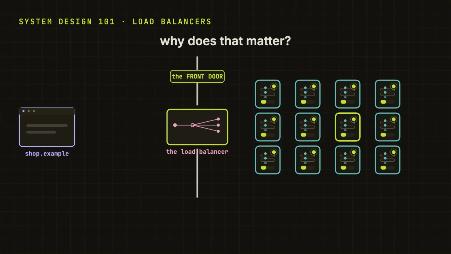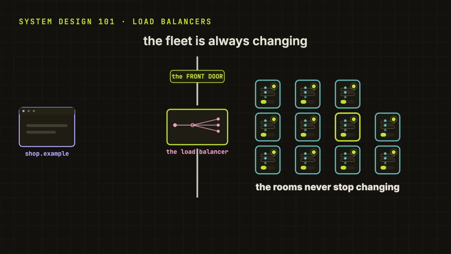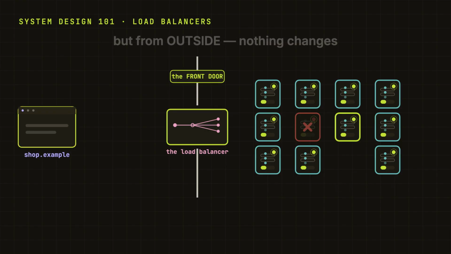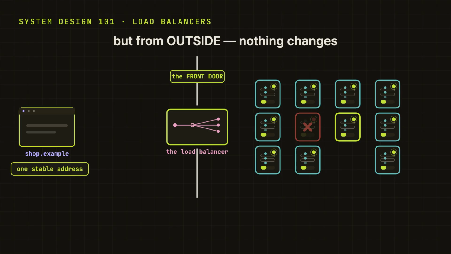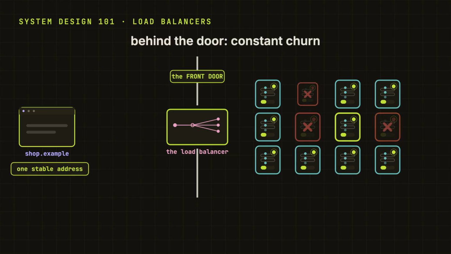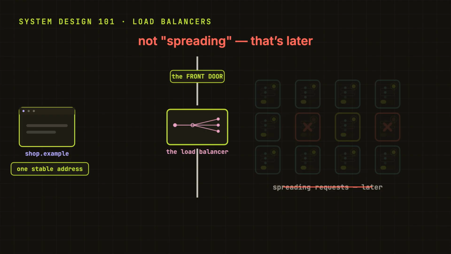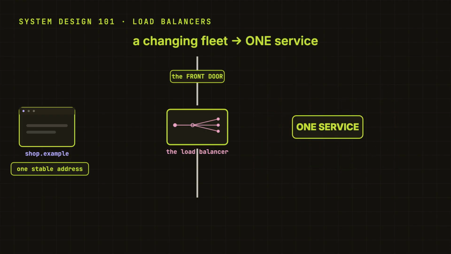And why does that matter so much? Because the fleet behind the door is always changing. Autoscaling adds boxes when it is busy and removes them when it is quiet. Every deploy replaces old boxes with new ones. Sometimes a box just crashes. So the set of servers is never the same for very long. But from the outside, nothing changes. You see one stable address. The churn, the adding, the dying, the replacing, all of it is hidden behind the one door. And that, honestly, is the load balancer's real job. Not spreading requests, that comes later. Its job is to make a whole changing fleet look like one service.